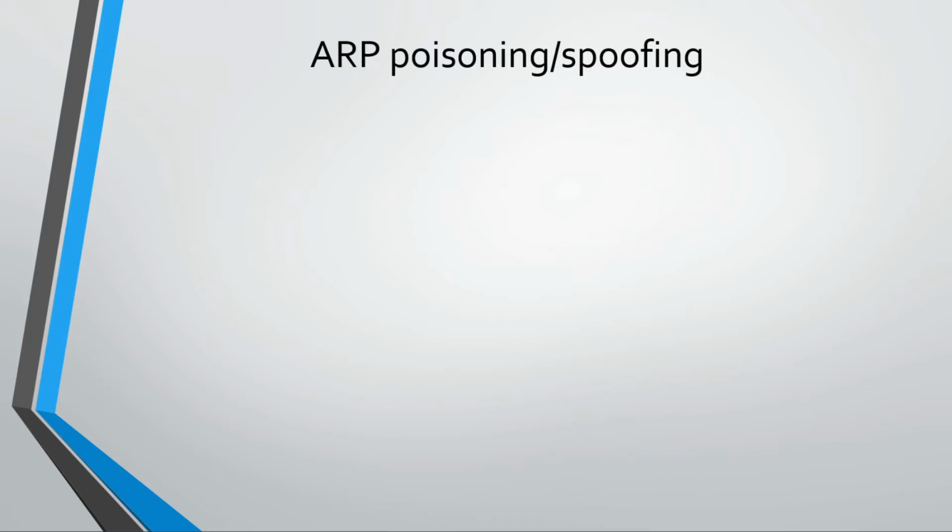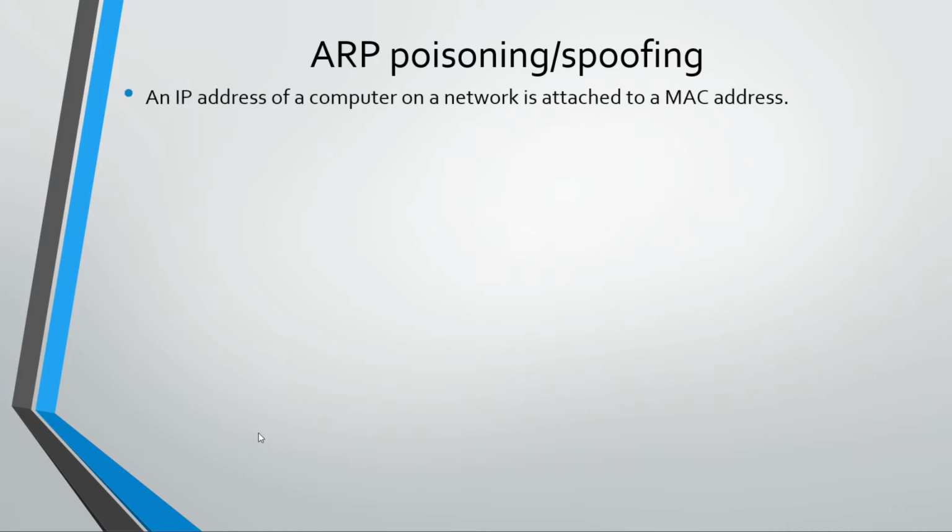So for ARP spoofing or poisoning, it can be either, because they're both the same thing. This sort of attack is where the IP address of a computer or device on a network is basically changed into being another address with a different MAC address. Now, a MAC address is an actual physical address of a computer. MAC stands for Media Access Control address.